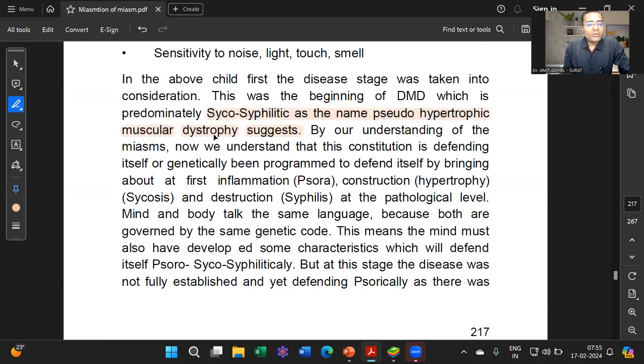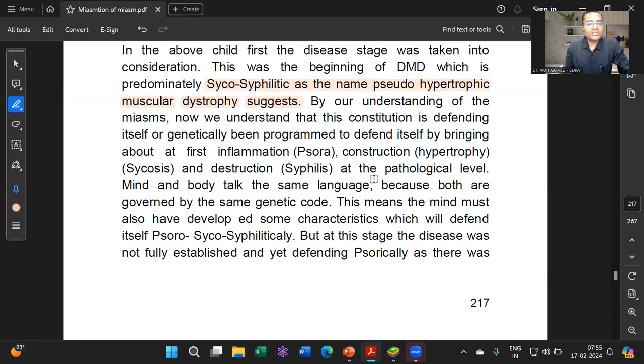By our understanding of the miasm, now we understand that this constitution is defending itself, or genetically being programmed to defend itself, by bringing about at first inflammation, psora, then constriction and hypertrophy, and then the destruction at the pathological level.